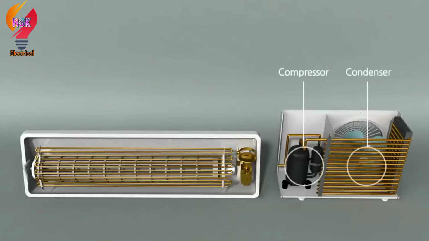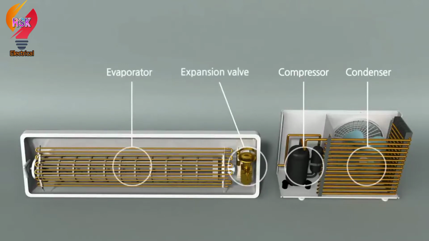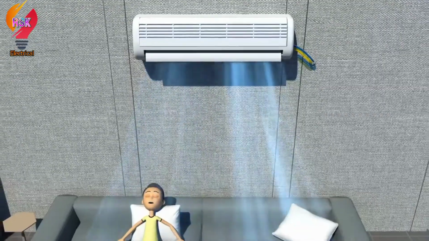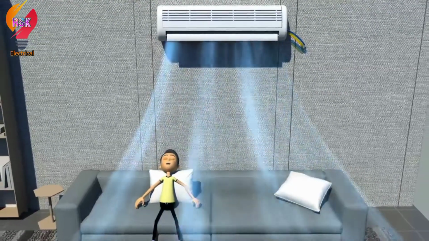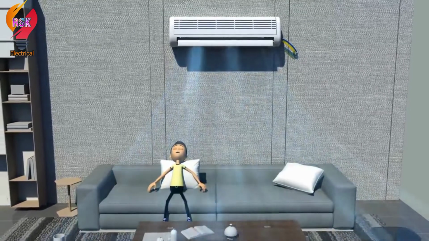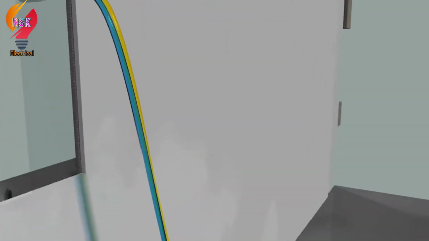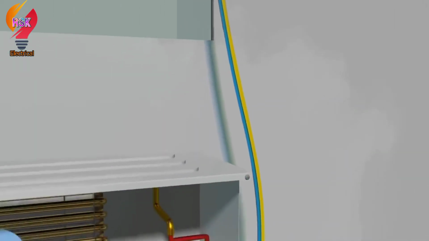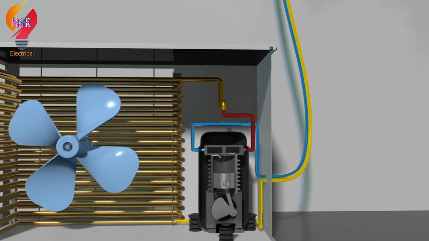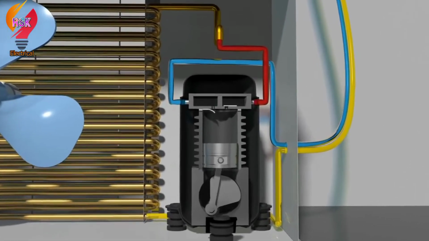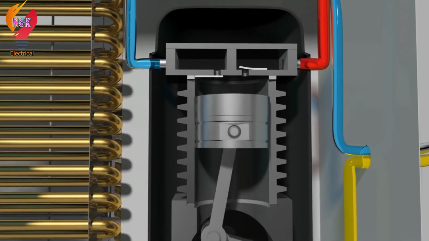The compressor and condenser are built inside the outdoor unit of an air conditioner. The evaporator and expansion valve are built within the indoor unit of an air conditioner, which is what we normally refer to when we talk about an air conditioner. Now, let's dive deeper into the functions of each mechanical component of an air conditioner. In the evaporator, refrigerant absorbs heat and evaporates as gas into the compressor. When a piston compresses the gas refrigerant, its pressure rises, and so does its temperature.